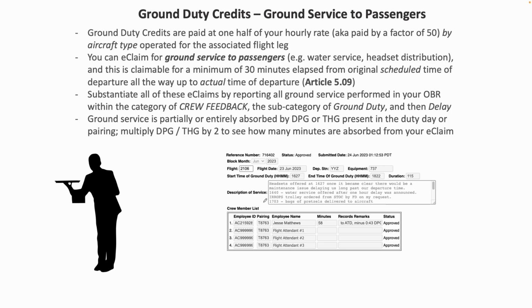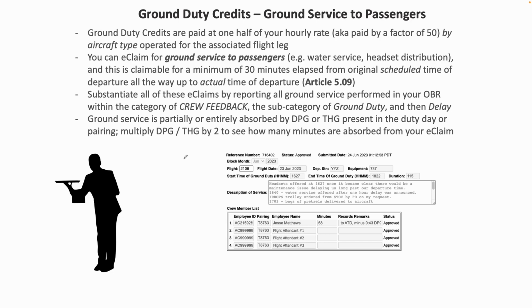So we'll start by talking about a few other principles that are not always easily understood. So we're going to talk about two types of ground duty credit. The first type is ground service to passengers. Note that for ground duty credit in general, it is paid at 1/2 of our standard hourly rate. They will talk in our contract or in documentation about being paid by a factor of 50, but the easiest way to think about this is you are paid at 1/2 of your standard hourly rate.